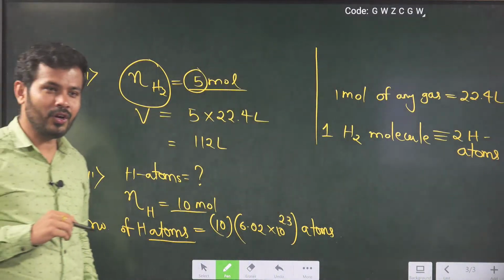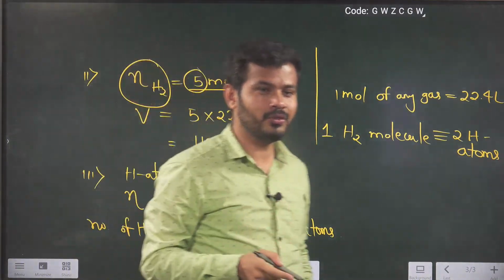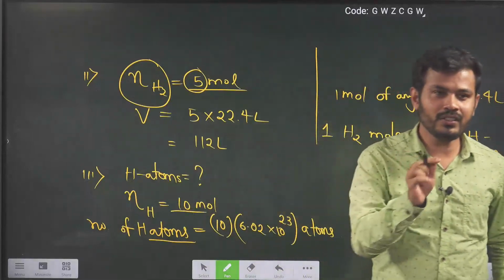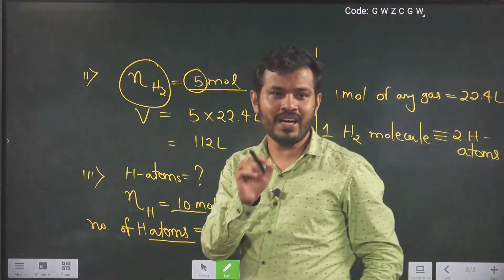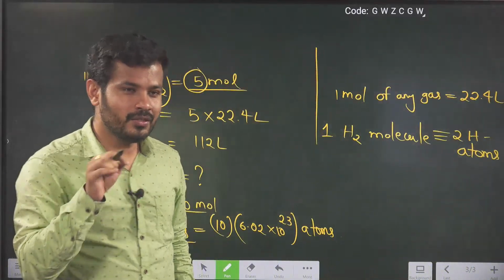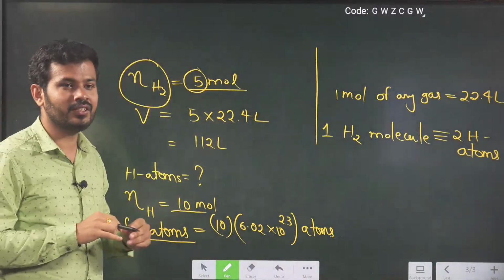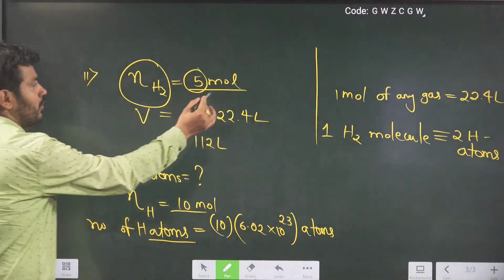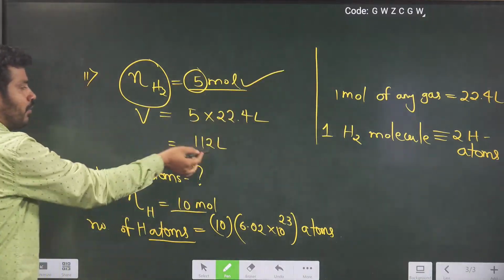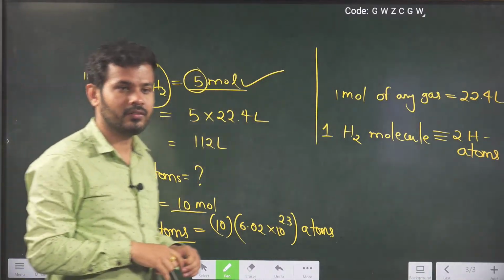We have to find volume of atom or molecules. Very good, Pujita. That is what I'm saying. Hydrogen will not exist in the form of hydrogen atom, rather it is hydrogen molecule. So volume has to be calculated in terms of hydrogen molecule, not hydrogen atom. So we have 5 moles of hydrogen molecule. That's why the volume is accordingly 112 liter.